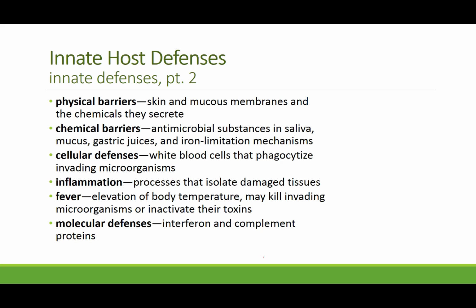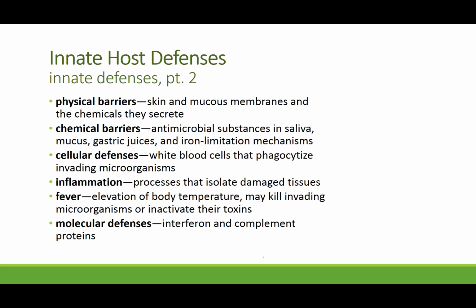So physical barriers, chemical barriers, also cellular defenses. This is provided by white blood cells that recognize things that don't belong and phagocytize them, that engulf them and digest them. Inflammation is another kind of innate defense.